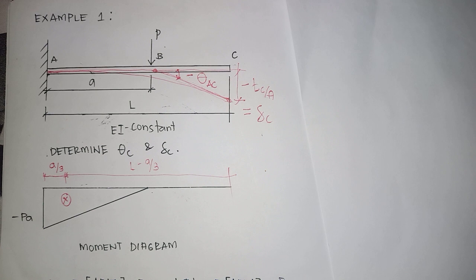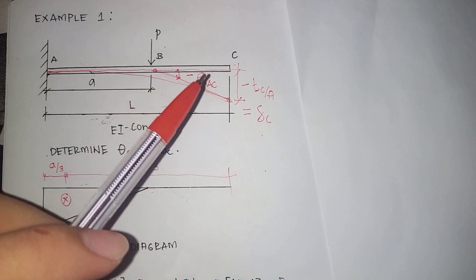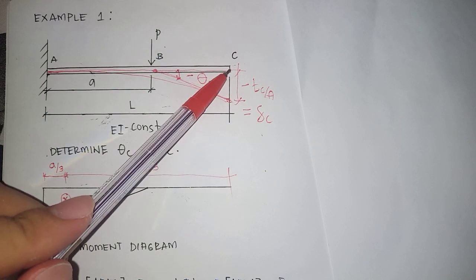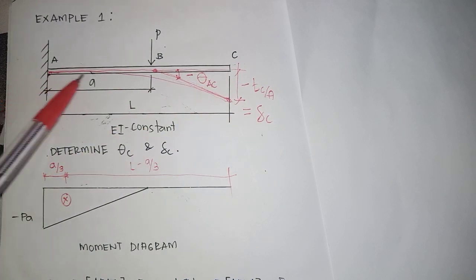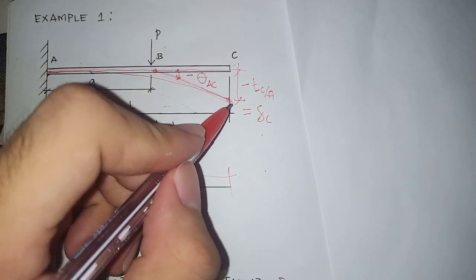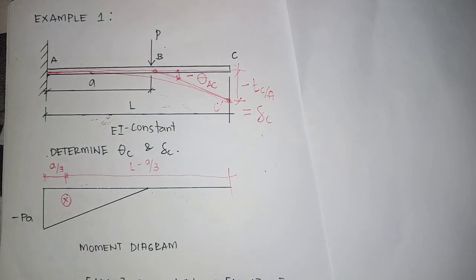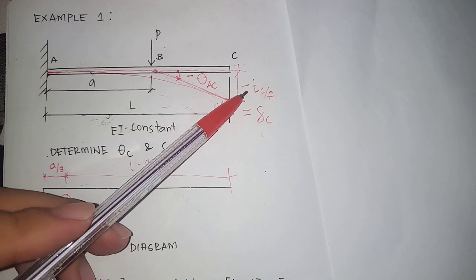So nasa ano naman natin yan? Nasa part 1 ng ating discussion. Okay, dun sa part 1 natin ng area moment method sa derivation. In the same manner, we have a tangent line here sa taas, and then yung point of consideration natin, let's say this is C prime, nasa baba ng tangent line. So that's why this is a negative deviation.